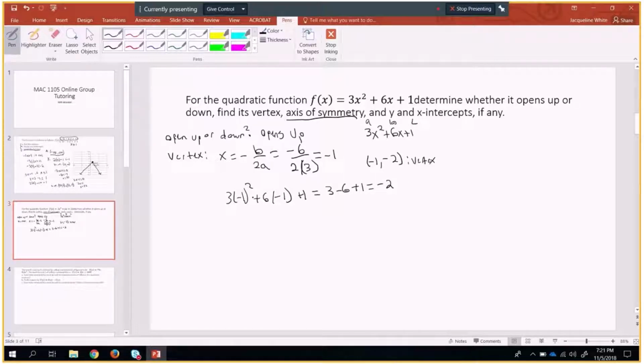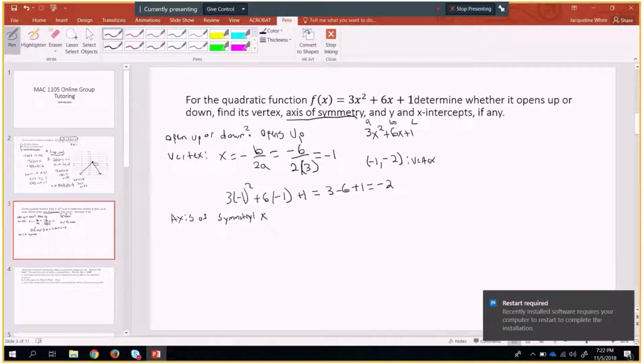And then just to summarize again, the axis of symmetry is what we first found when we were trying to find the vertex, which was that x is equal to negative 1.